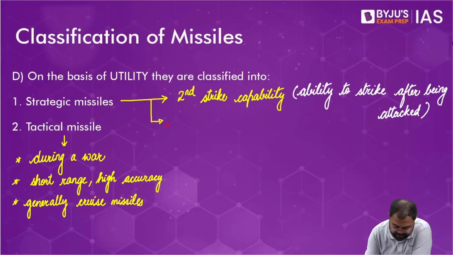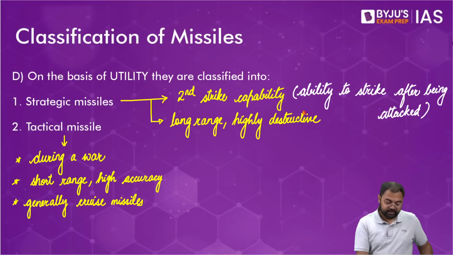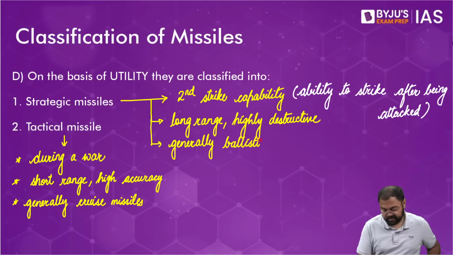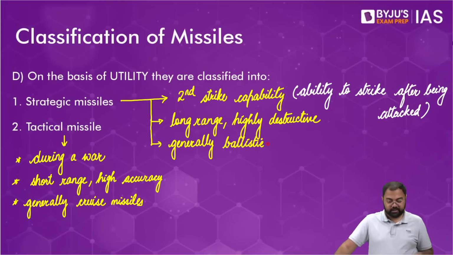So we see that these are generally long range, highly destructive missiles. And these are generally ballistic missiles. All right, so this is basically how we are looking at all these missiles. So this is how we classify.